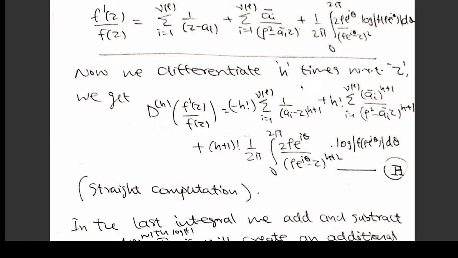So you do it h times, you will have a factorial, (h minus 1) factorial into this. Here also you will have the same thing. Now in the integral you do the derivative h times. Here already a square is there, therefore it will be h plus 2, and there is h plus 1. So this is a straight computation.